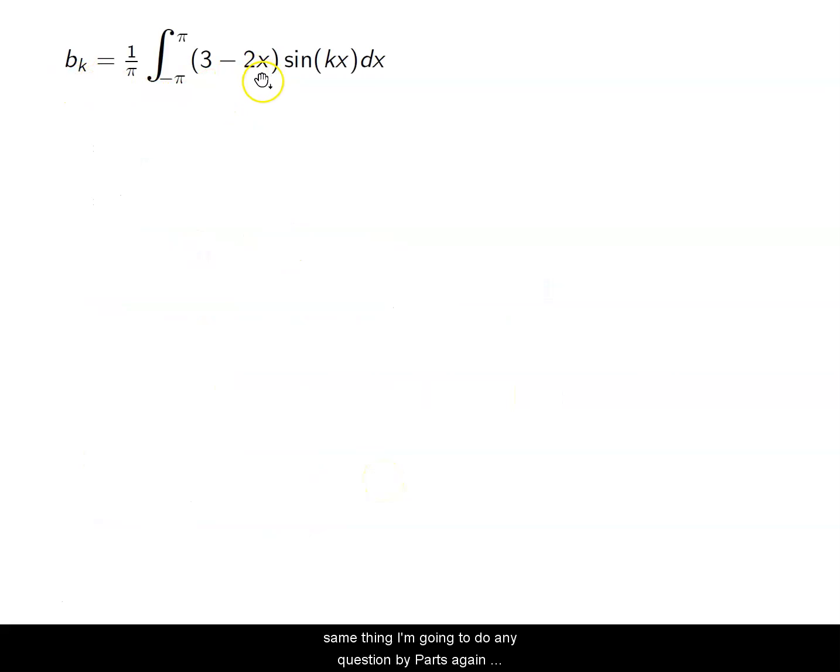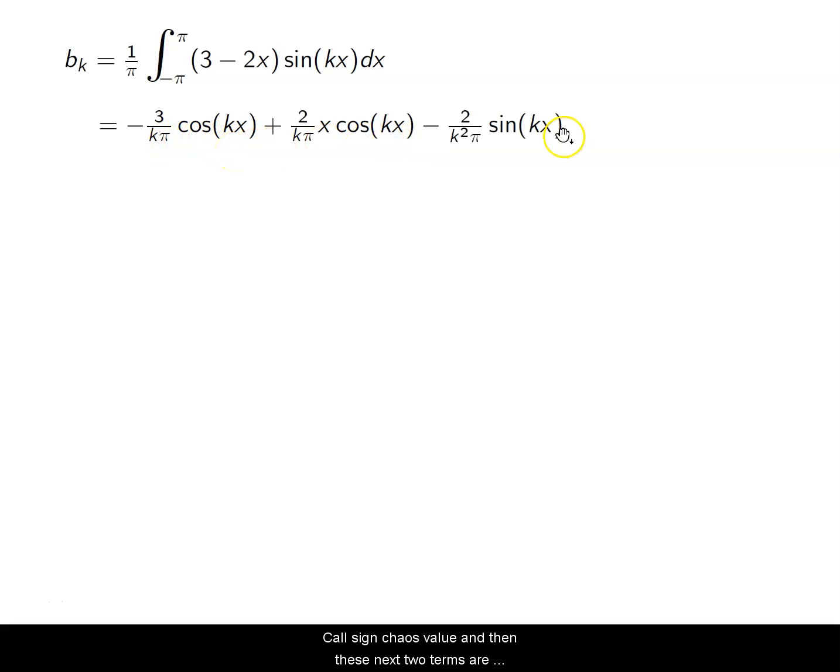For b sub k, I'm going to do the exact same thing. I'm going to do integration by parts again, literally the exact same thing I did before. So here the sine changes to cosine. I have the 3 times, and from the u sub I got the 1 over k. So that's how I got this first 3k pi cosine kx value. And then these next two terms are also from integration by parts, from having x, 1, 0, and then sine kx, 1 over k cosine kx, and then 1 over k squared sine kx, and alternating signs as well.